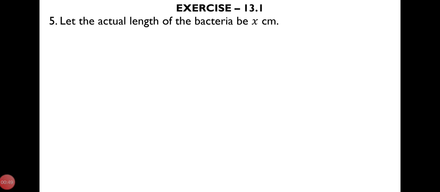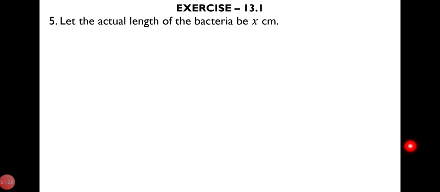Now it is given in the question that a photograph of a bacteria is taken and enlarged 50,000 times, then its length is increased to 5 centimeter. So we have to find out what is the actual length of the bacteria. Another question is also asked, that if the photograph is enlarged 20,000 times, then what would be the enlarged length? So first we have to find the actual length of the bacteria, and then we will find what the length will be if it is enlarged 20,000 times.